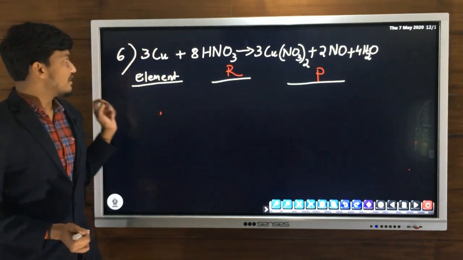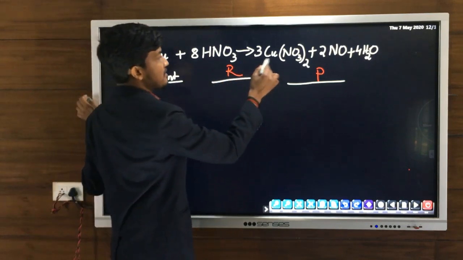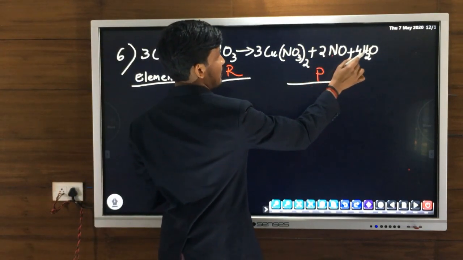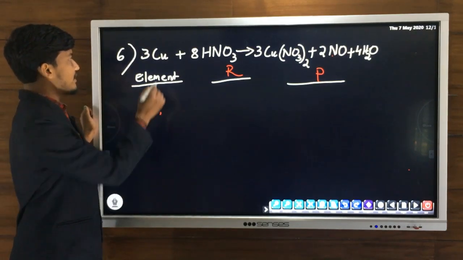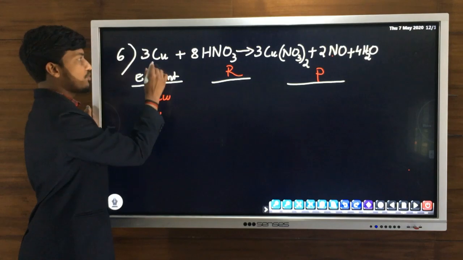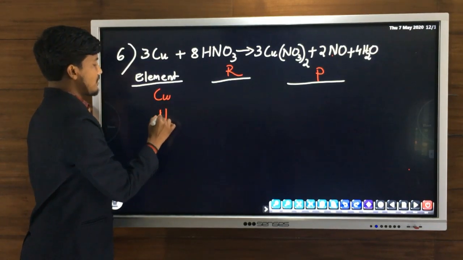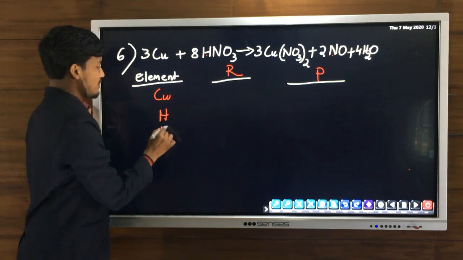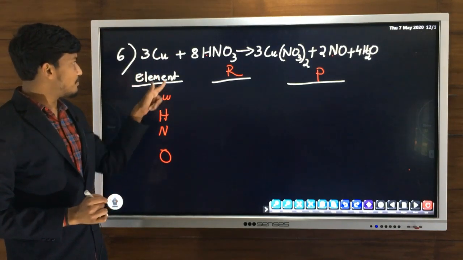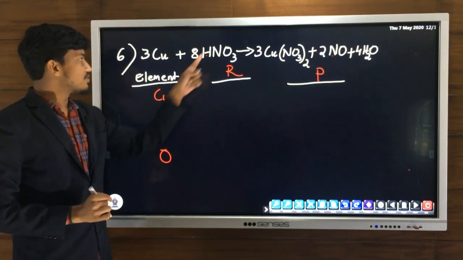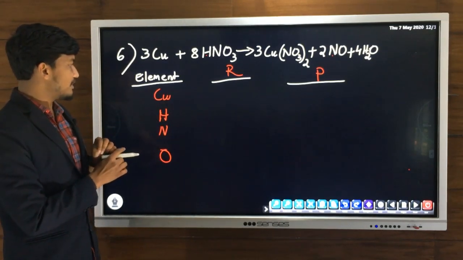Now today's last example, that is we have 3Cu plus 8HNO3 gives 3CuNO3 twice plus 2NO plus 4H2O. This is the equation. Now first of all we will write the different atoms. We have Cu, copper atom, then HNO3: H, N, then O. Only 4 elements: copper, hydrogen, nitrogen, oxygen. We will count the number of atoms.